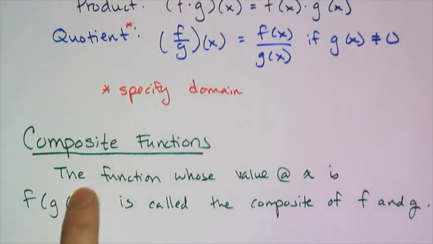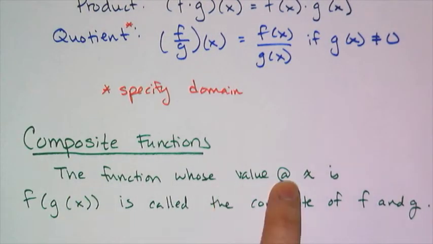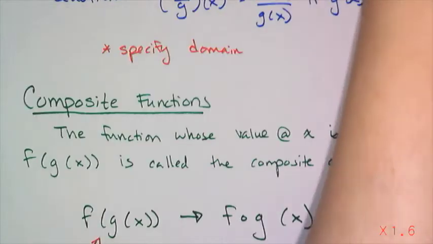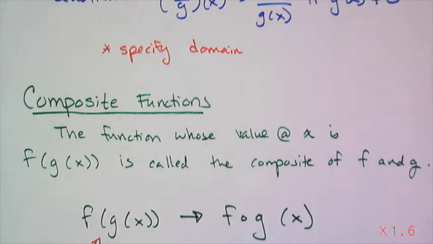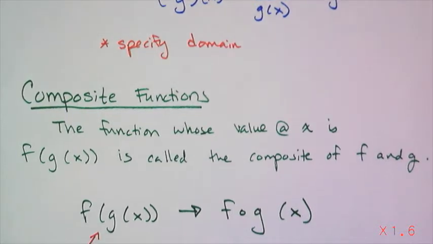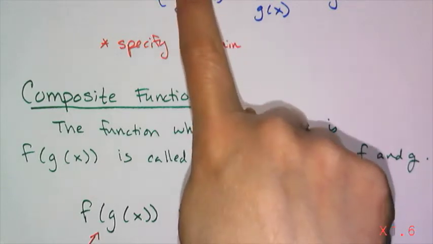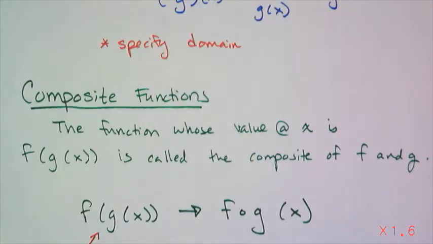Now there is a special operation on functions called the composition of functions. So a composite function is the function whose value at x is f of g of x, and it's called the composite of f and g. And it's read f of g of x in this case. And a note on notation, in case you don't like the nested parentheses, you can write it with a little open dot. Make sure that is an open dot in this case because that is the symbol for composition. And do not mix it up with the product, which is the standard closed dot.